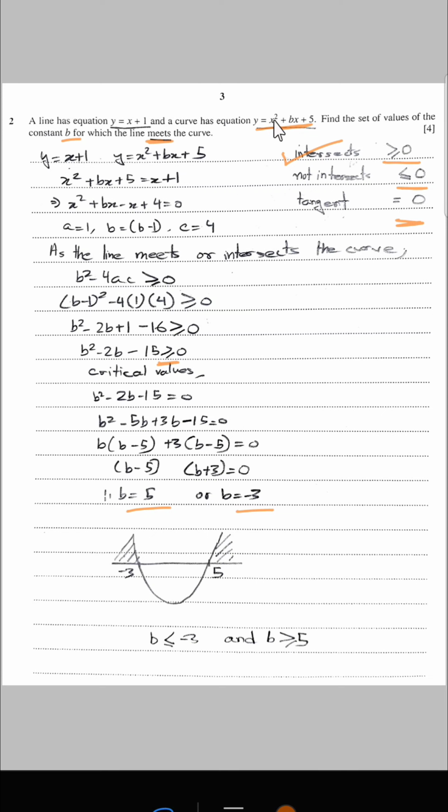equation, and the square term is positive, we would have a minimum point. Since it is greater than 0, we have to choose the values that are greater than 0, that are this region and this region. So the value of b would be less than minus 3 and greater than 5 for b squared minus 4ac greater than 0. So b is less than or equal to minus 3 and greater than or equal to 5 for the values of b squared minus 4ac that is greater than or equal to 0.